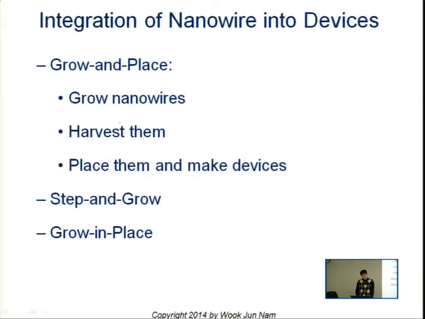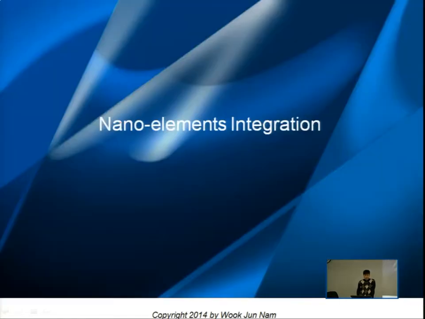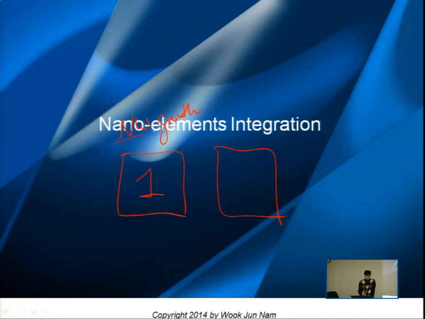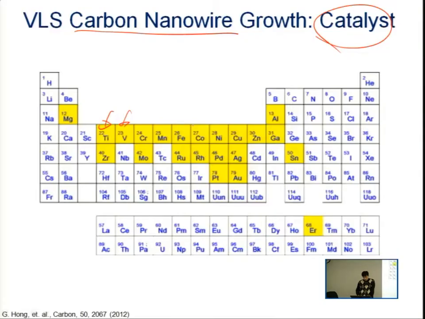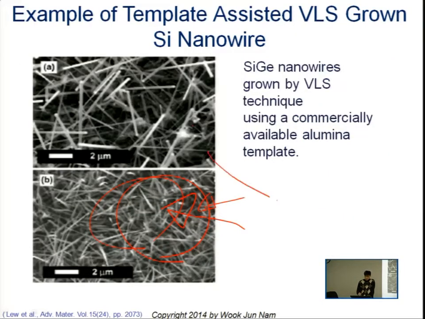So when people make nanowire-based devices, there are always two stages. The first stage is nanowire growth. As you saw from this picture, in most cases the grown nanowire is very complex in structure, and even the length and the diameter of the grown nanowire are different based on the size of the catalyst.